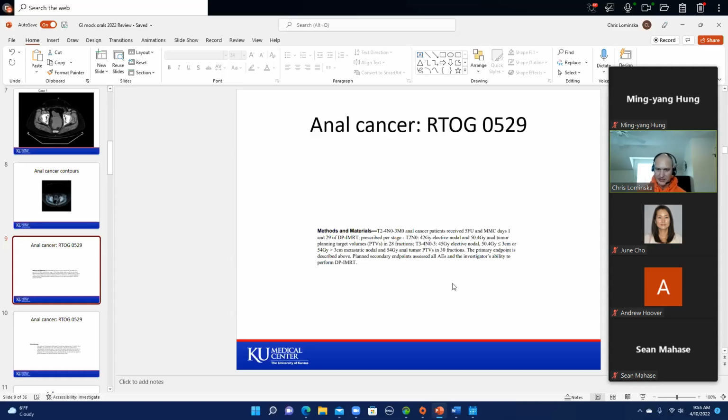And so for this particular patient, if you're doing 0529, you do 30 fractions, you do 54 to the primary, you do 50.4 to the node because it's under 3 centimeters. And then your elective nodal volume would go to 45. And obviously you go at 1.8 and then subsequent lower dose per fraction there.